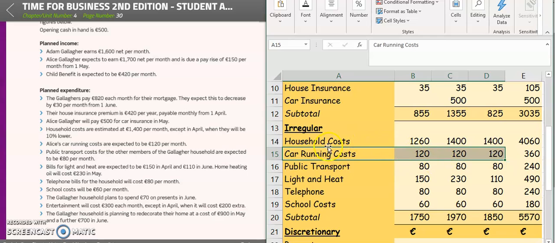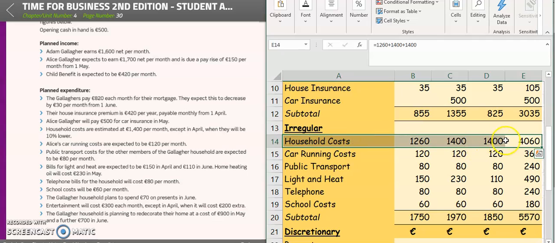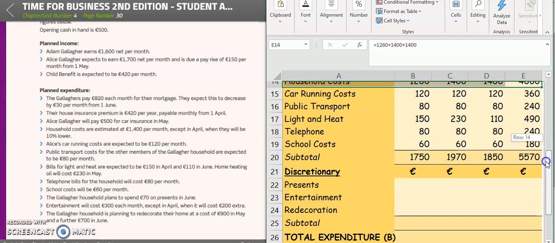So what's the household cost? Be careful with the way the question is phrased. It says the household costs are estimated to be 1,400 per month. So each month 1,400, except in April there'll be less, 10% lower. So 1,400 for May, 1,400 for June, and then we found our 10% of 1,400 and took it away to see what our costs are going to be, or you can multiply by 90%.